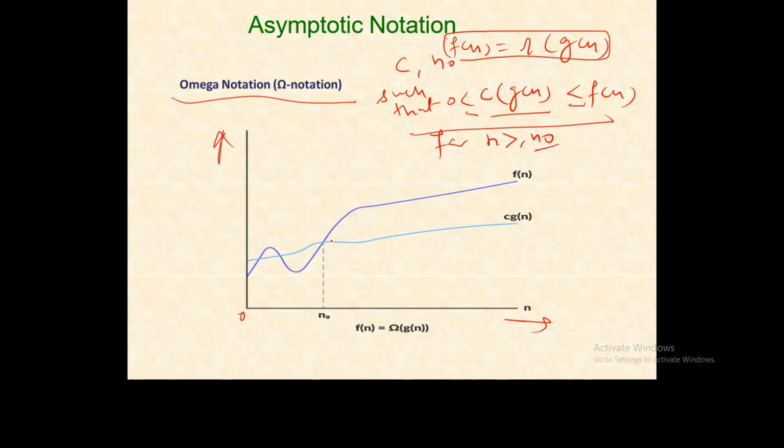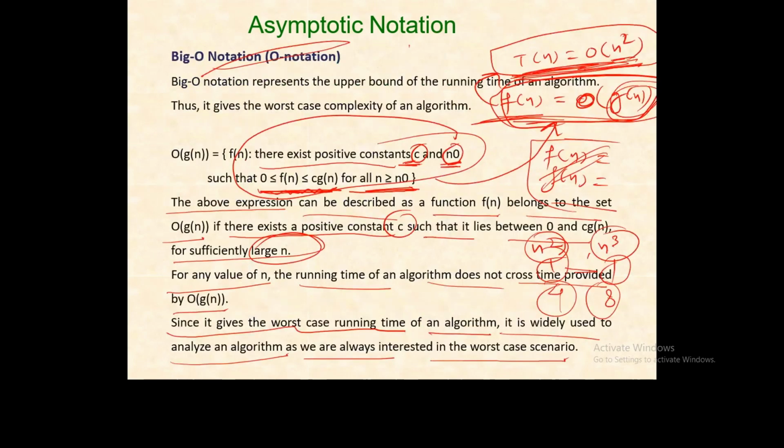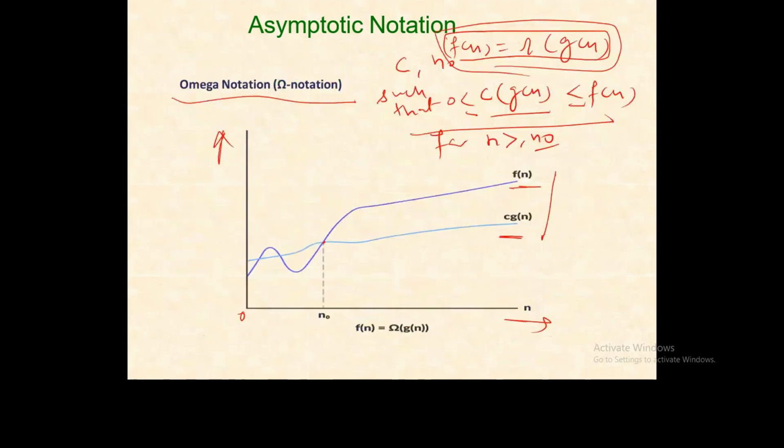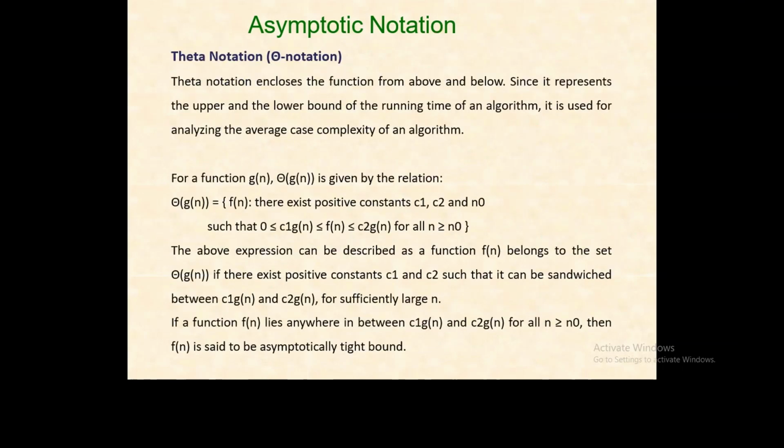It may be possible that at n naught both values are the same, but after n naught the c g(n) will always be below the function f(n). And if that is so, then we can represent any function in terms of omega notation that describes the best case time requirement of that function. Okay, so we have covered the formulation of big O notation and the representation of omega notation. Okay, now let's come to the theta notation.